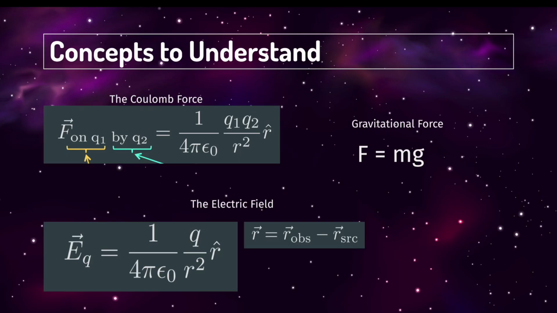Some important concepts to understand are the Coulomb force, which is the force between two different charges. So it's K times both charges over the magnitude squared times the unit vector. And then also just gravitational force, force equals mass times gravity. And then the electric field, which is very similar to the Coulomb force, except it's the interaction between an observed point and one singular charge, and just the electric force of that. Also, one more thing on the Coulomb force, it is the electric field times the charge.